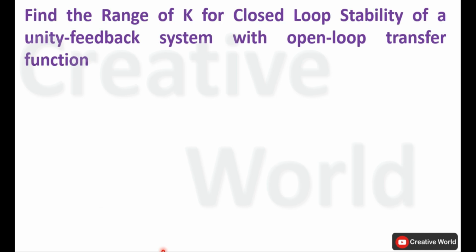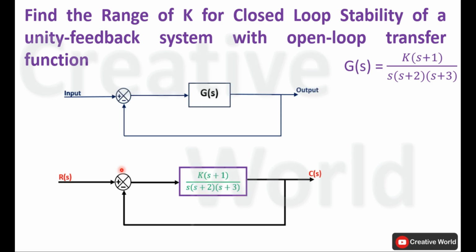The problem states: find the range of k for closed loop stability of a unity feedback system with open loop transfer function G(s) equal to k into (s plus 1) divided by s into (s plus 2) multiplied by (s plus 3). The block diagram for this particular problem will be this.